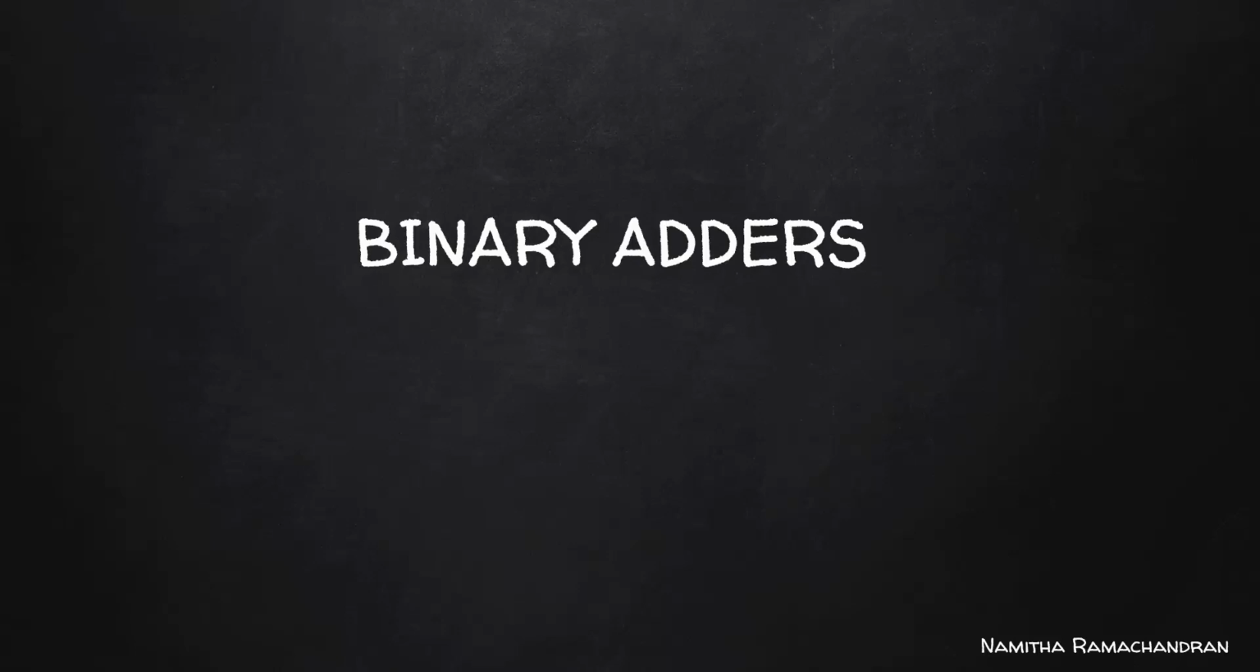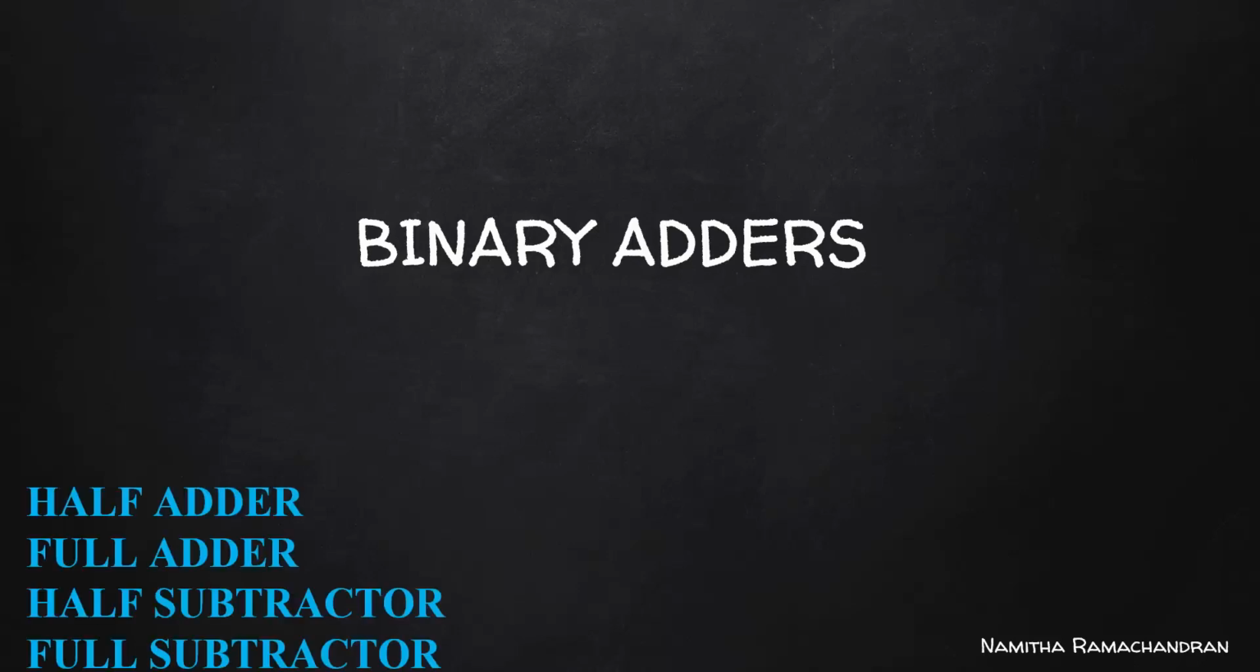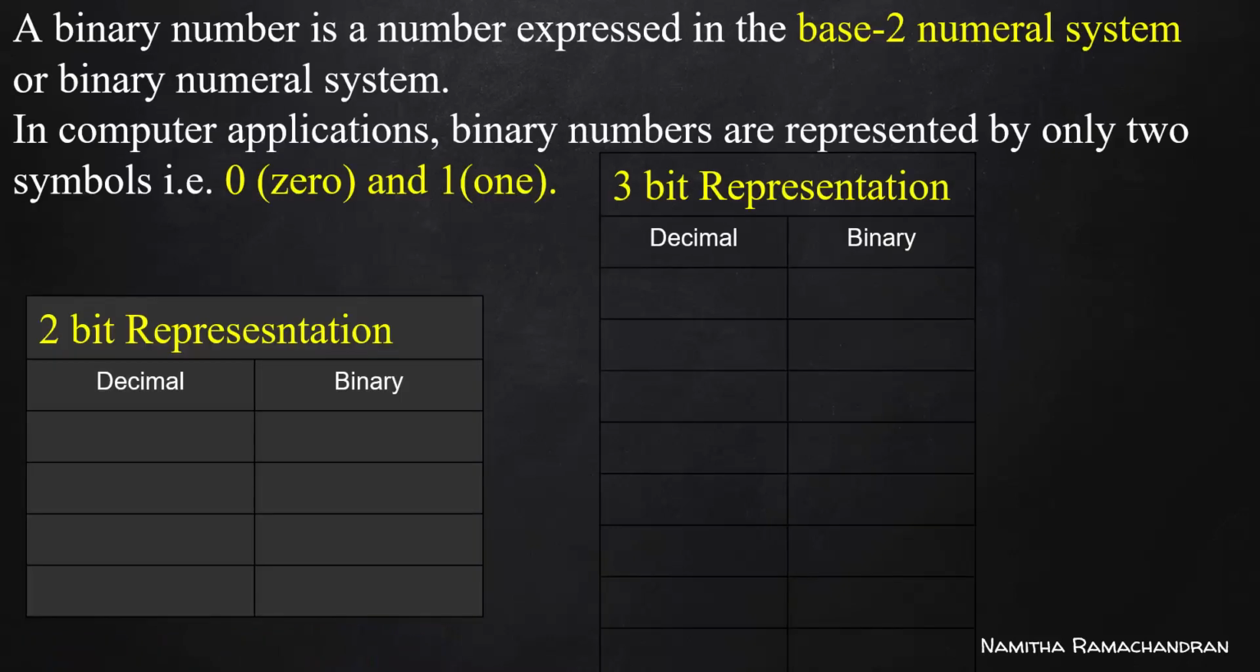Hi everyone, in this video we will discuss various binary adder circuits and their implementation. We have a variety of such binary adder circuits, and for our lab section we will discuss four of them. They are the half adder, full adder, half subtractor and full subtractor circuits. Before moving to the circuit implementation, let us understand some basics about the binary number system.